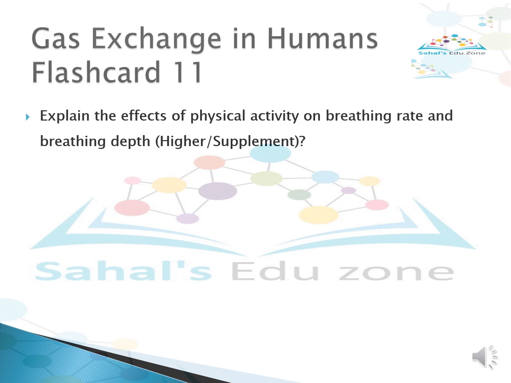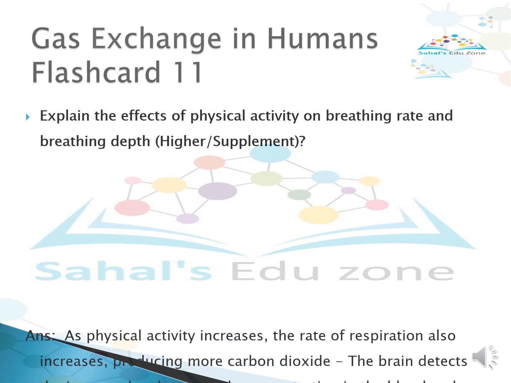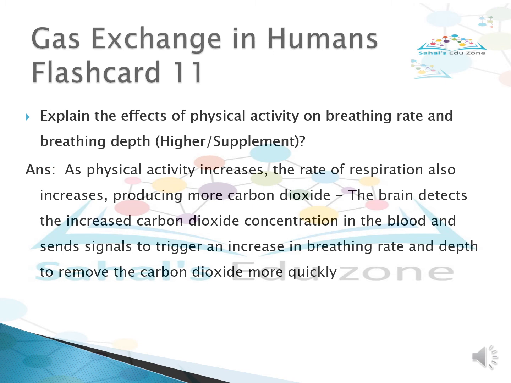Flashcard 11. Explain the effect of physical activity on breathing rate and breathing depth. As physical activity increases, the rate of respiration also increases, producing more carbon dioxide. The brain detects the increased carbon dioxide concentration in the blood and sends a signal to trigger an increase in breathing rate and depth to remove the carbon dioxide more quickly.